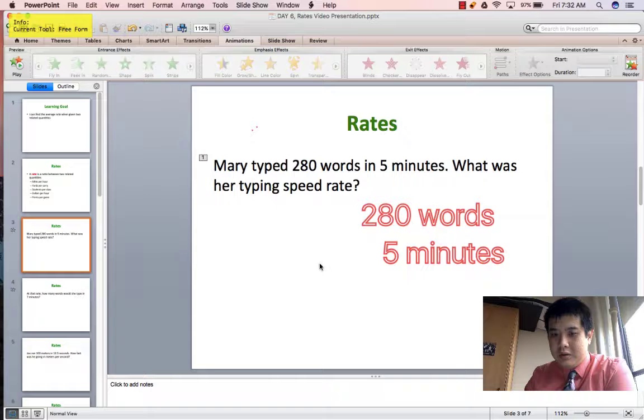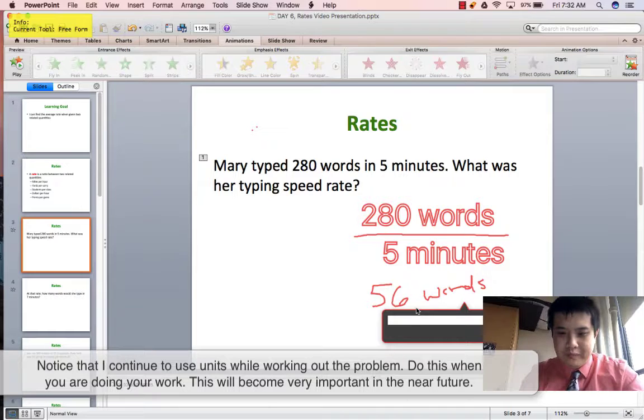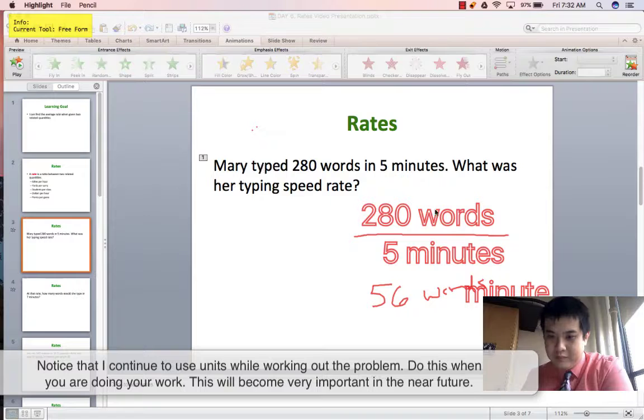So 280 words per 5 minutes. So we need to divide 280 by 5. When we do that, we find it's 56 words per minute.